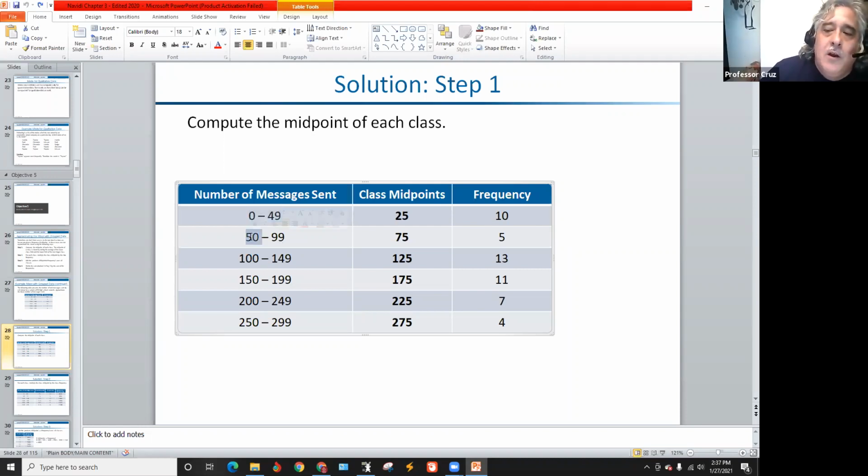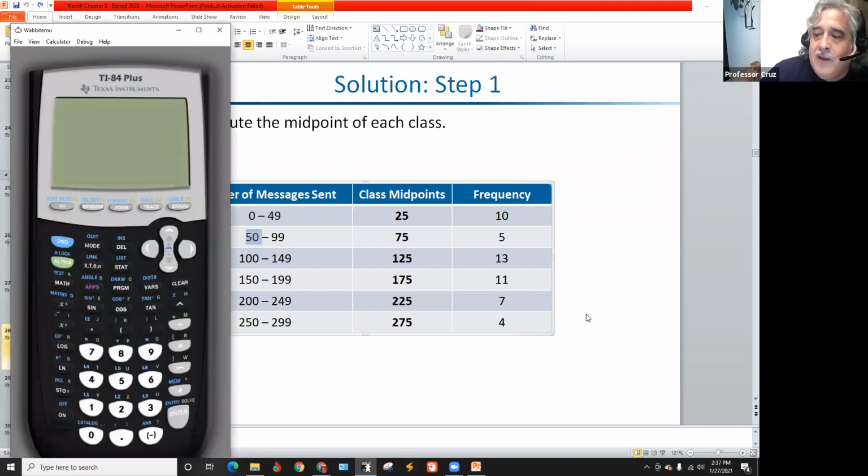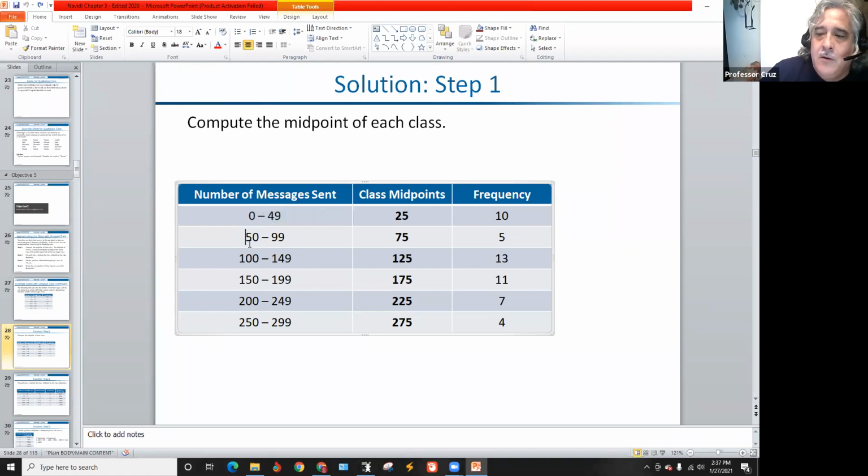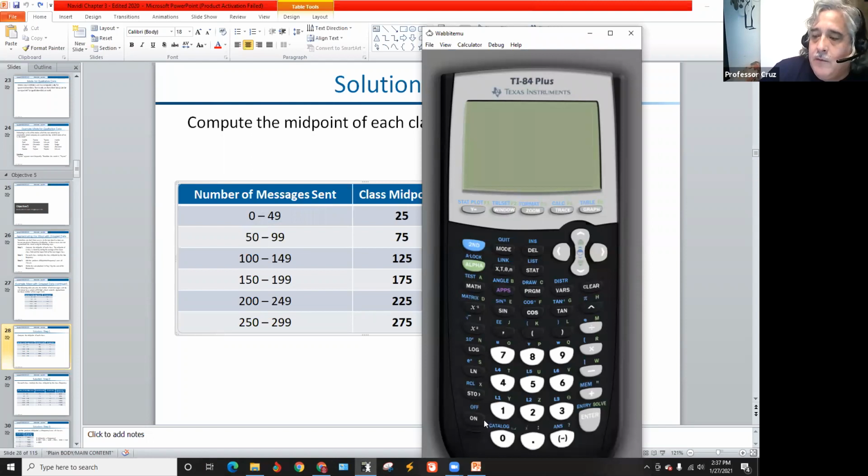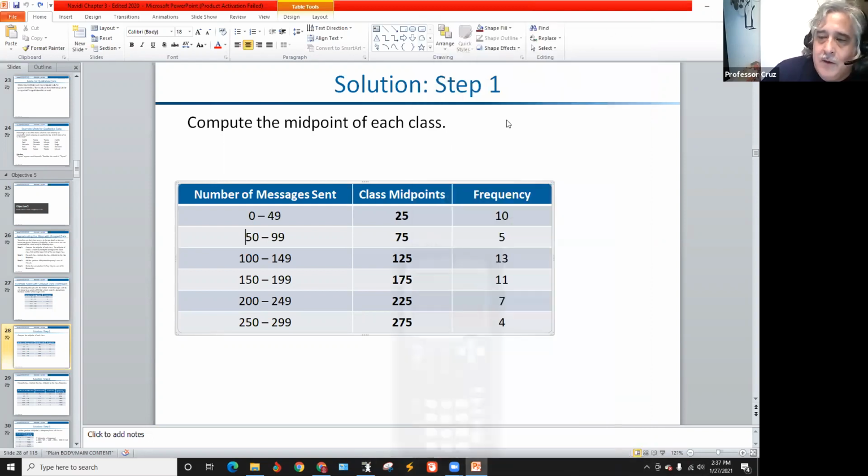So the way we know for sure what the class width is, and the way that they tell you in here, is you take any 2 upper or lower and you subtract. In other words, 100. Well, let's just look at the first one. 50 minus 0 is 50. 250 minus 200 is 50. So all of these have a class width of 50, and they should all be the same.